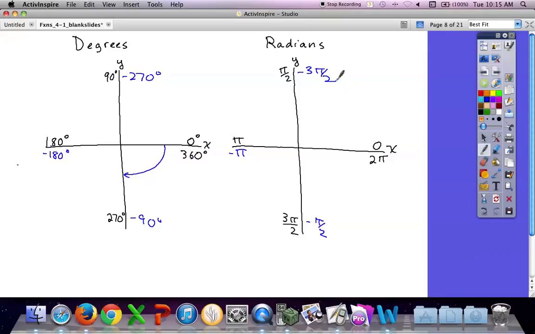Now, next class, we'll do the unit circle, which, if you didn't get a little bit of that at the end of Algebra 2, we'll use all this stuff to come up with a unit circle.